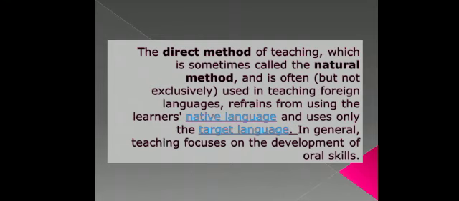This method was established in Germany and France around 1900. It appeared as an answer to the shortcomings of the grammar translation method. It is a method for teaching language, meaning natural method, also called direct method.